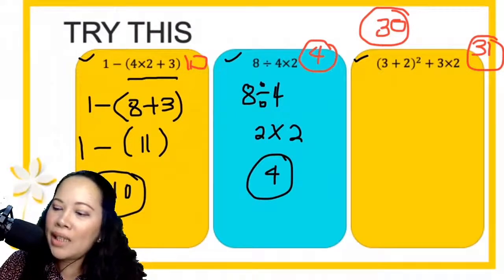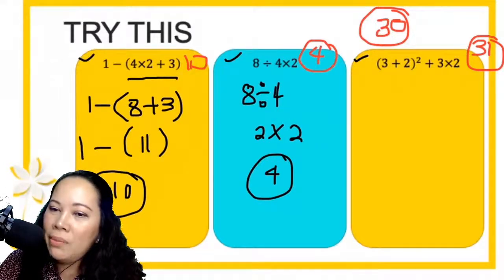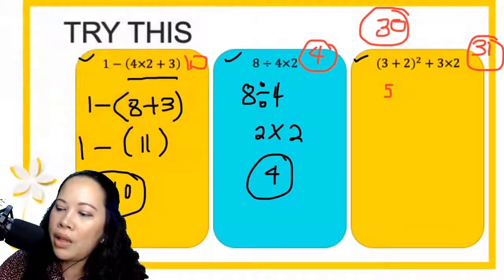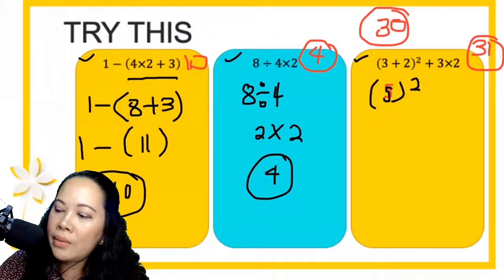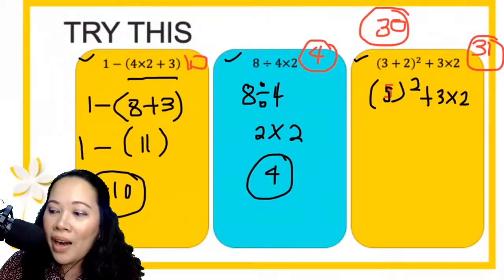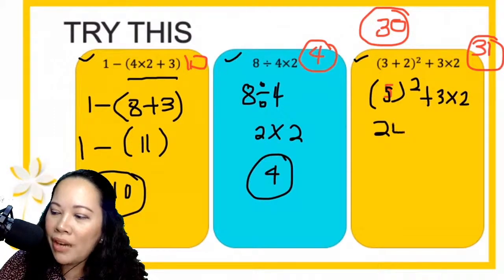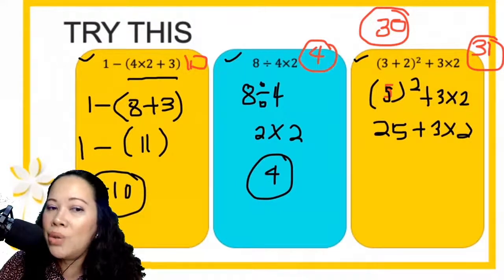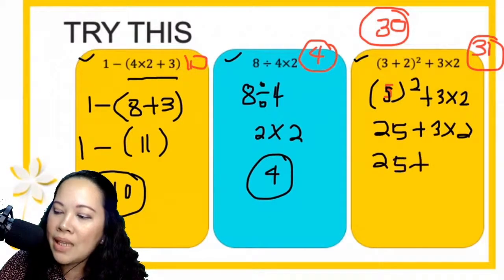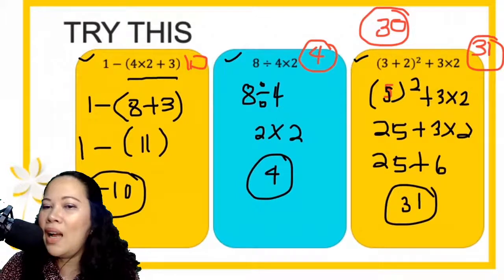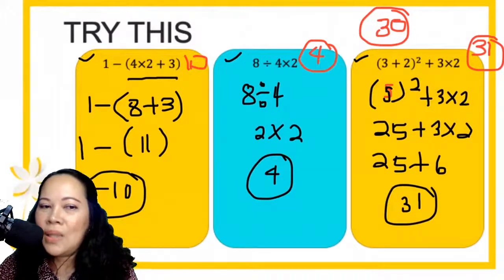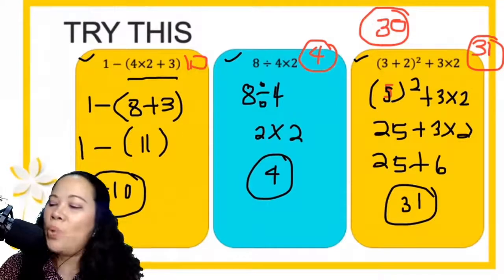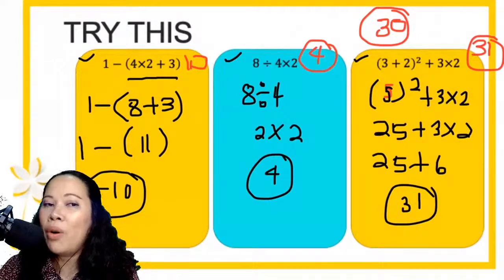All right, let's check the last question here. So again, brackets first, 3 plus 2 will be 5, and then square it, plus 3 times 2. So 5 squared will be 25 plus 3 times 2. Since there is a multiplication, we do the multiplication first. So 25 plus 6 will be 31. Well done, Dexine. Yes, that is correct. Okay, so we have negative 10. You are right. 4, that is right.